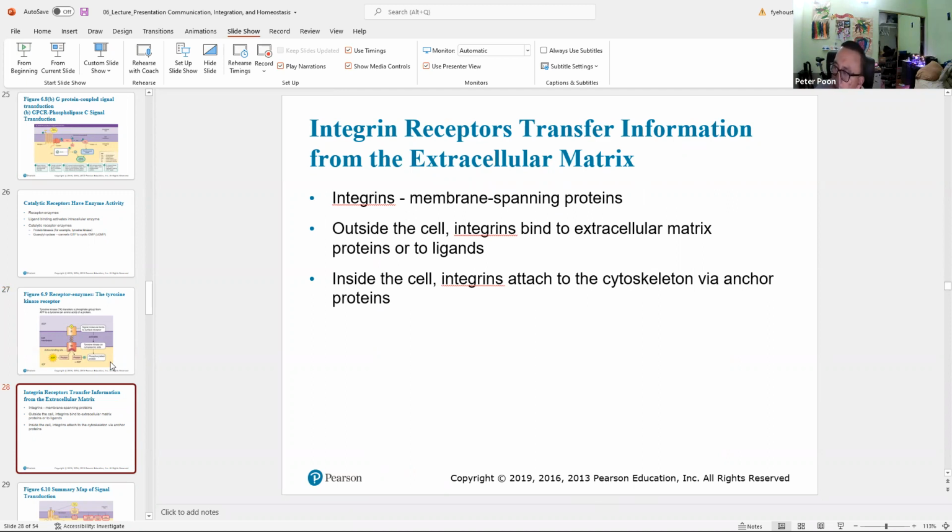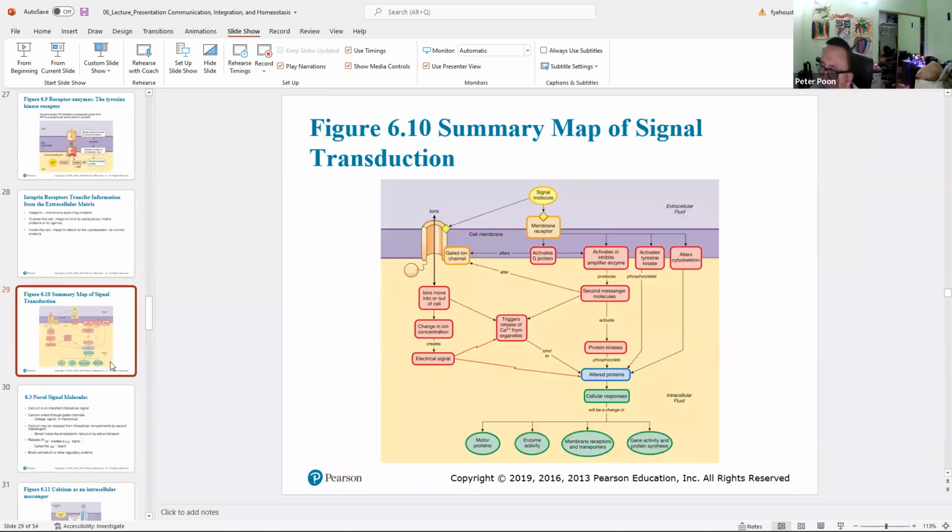All right. So we'll skip the integrins and receptors.